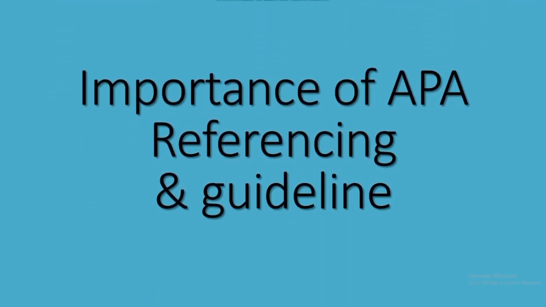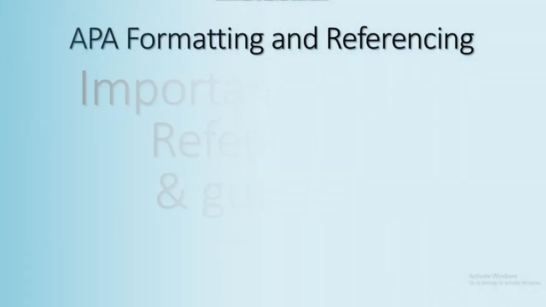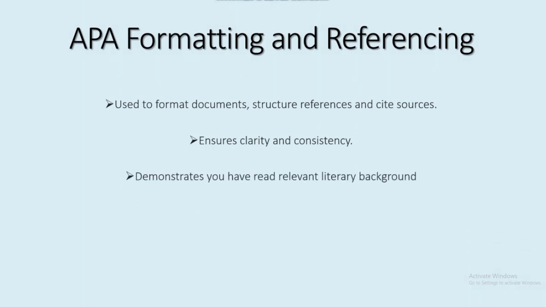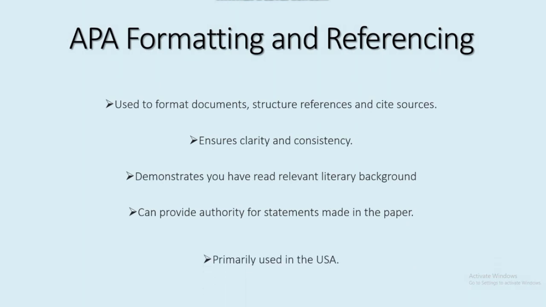Today's video focuses on the importance of APA referencing, and we're going to provide you with a guideline for a few different types of sources that can be used in your paper. APA formatting and referencing in itself is used to format documents, structure references and cite sources so that there can be clarity and consistency in our papers. It demonstrates that you have read relevant literary background and can provide authority for the statements made in the paper.